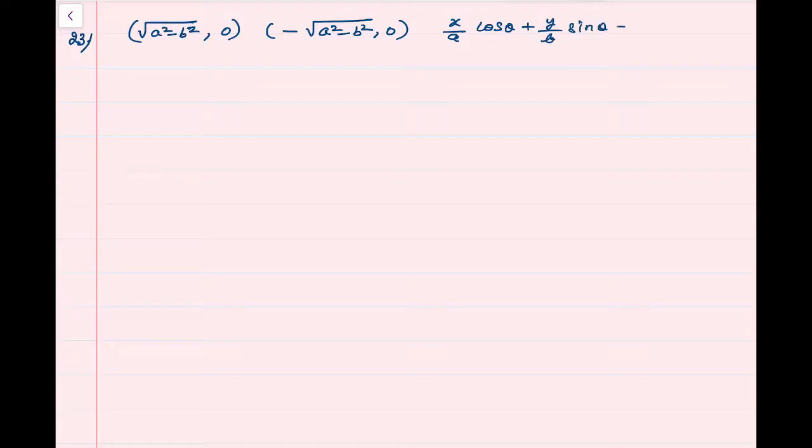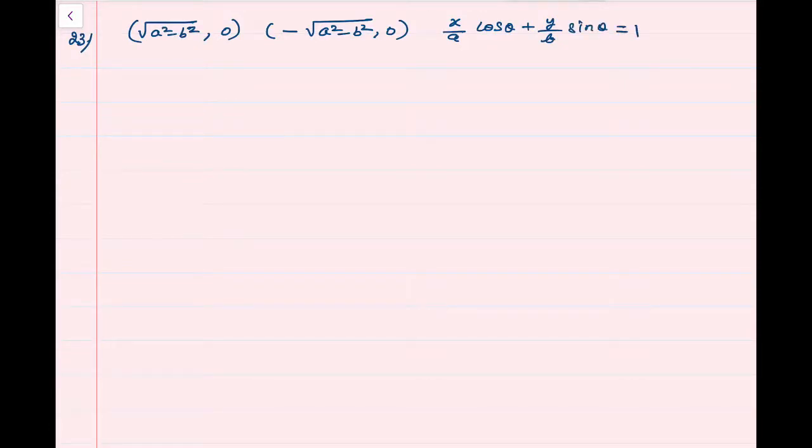Question 23. Prove that the product of the lengths of the perpendiculars drawn from the points (root of a square minus b square, 0) and (minus root of a square minus b square, 0) to the line x divided by a cos theta plus y divided by b sin theta equal to 1 is b square.